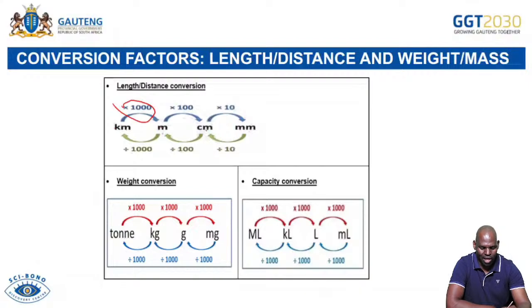And then, of course, with regard to conversion, we all know that to convert a ton to a kilogram, we multiply by 1,000. And from a kilogram to a gram, we multiply by 1,000. From a gram to a milligram, we multiply by 1,000. But if you convert from a gram to a kilogram, you divide by 1,000.